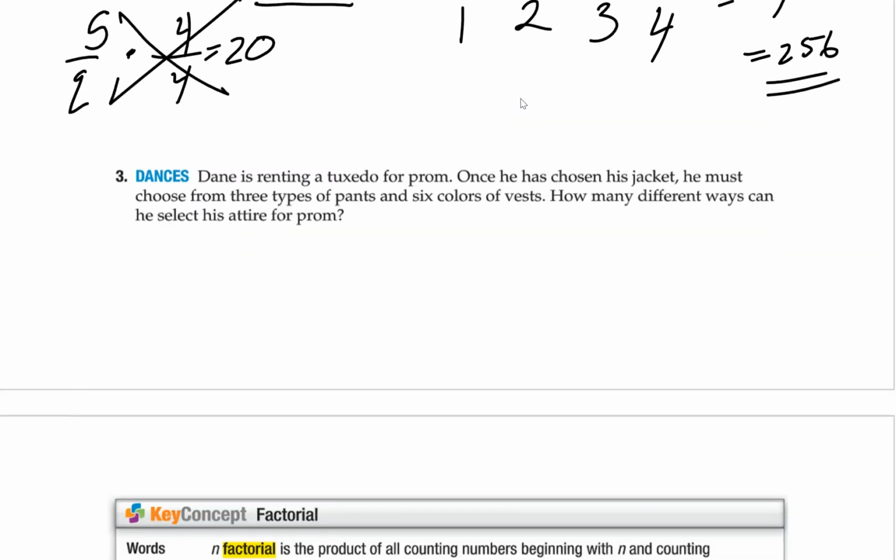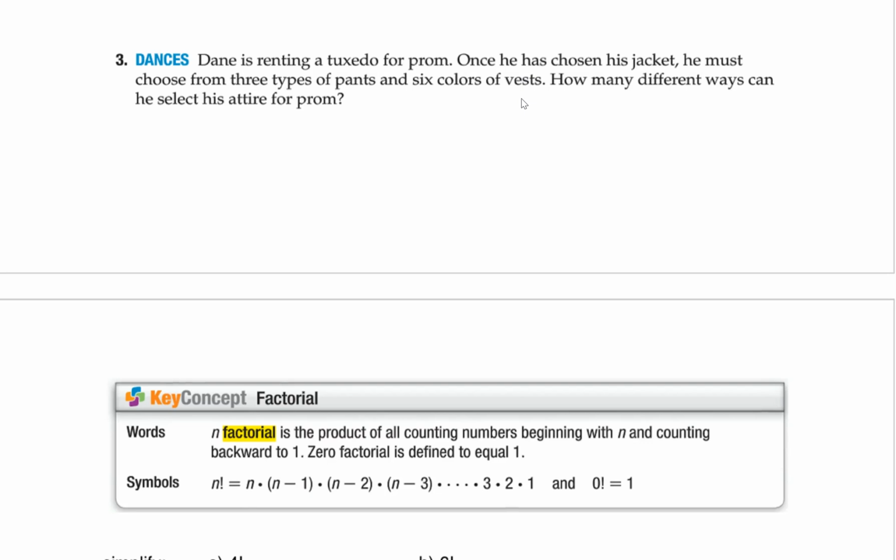Let's do one final example like this. Dane is renting a tuxedo for prom. Once he's shown his jacket, he must choose from 3 types of pants and 6 color vests. How many ways can he select his attire for prom? So he already chose his jacket. So jacket, done. He has 1 option. He chose it. He's happy with that rhinestone jacket.